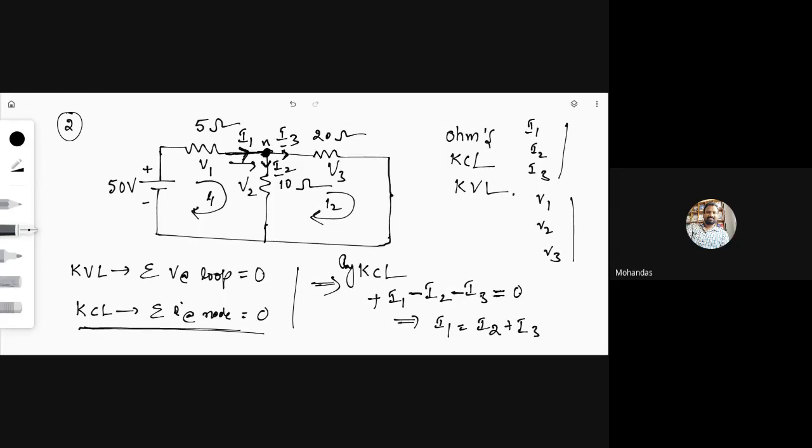But while writing the algebraic sum, you have to consider some notations. Those notations are the polarities, the sign for the currents based on whether it is leaving or entering. For a particular node, if the current is entering, you have to take that current as a positive current. If that current is leaving, you have to take that current as a negative current.